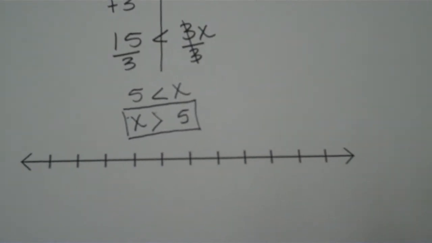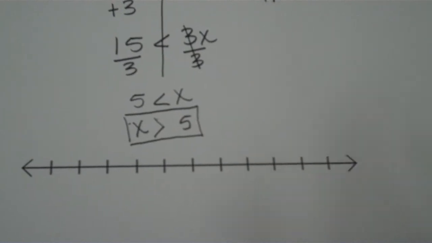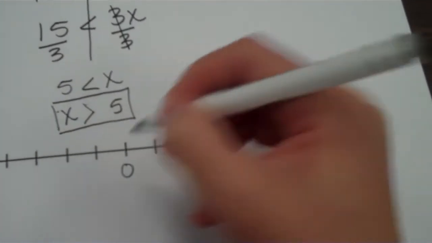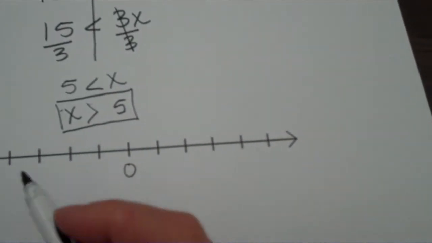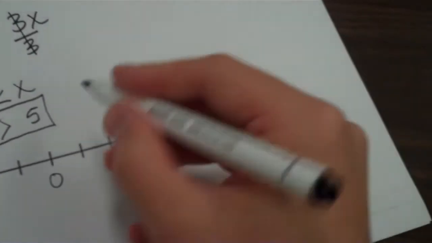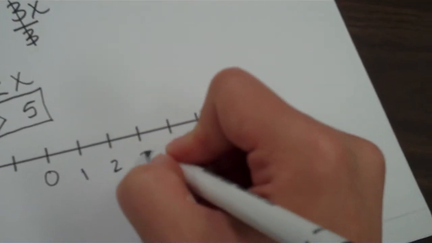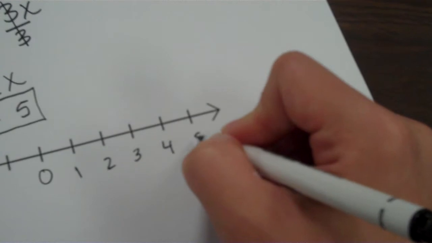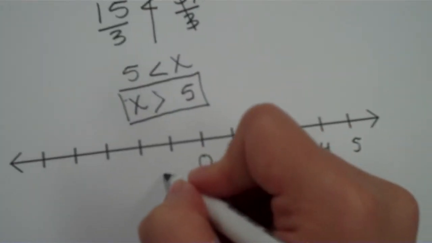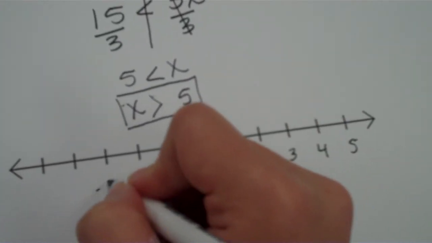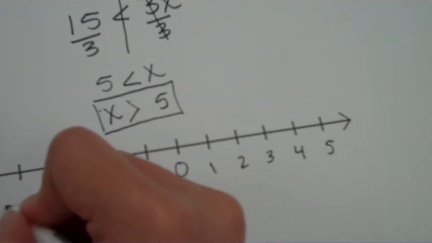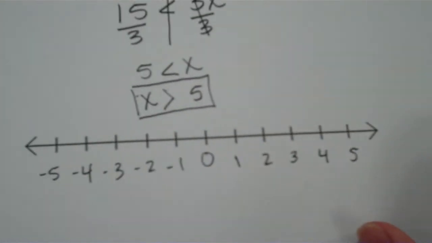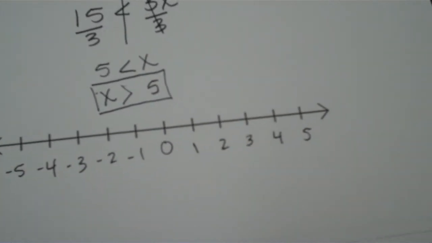Draw yourself a number line. Pause if you need to. If not, make sure 0 is there. And if you want to get to 5, as long as you're counting by the same thing, I'll just count to 5. So 1, 2, 3, 4, 5. And then I'll do negative 1, negative 2, all the way to negative 5. Yet again, you can do whatever you want here as long as the numbers are even.